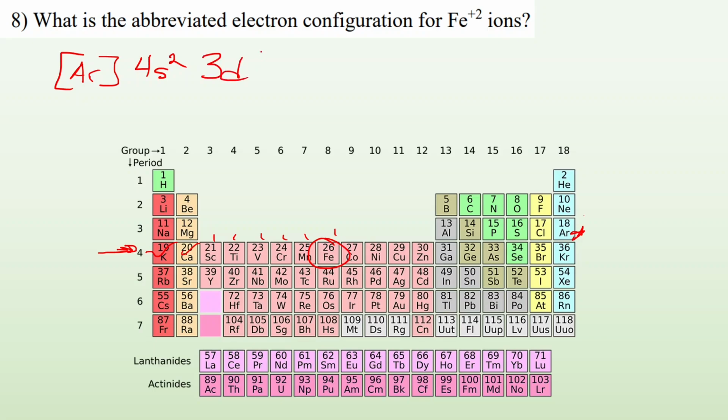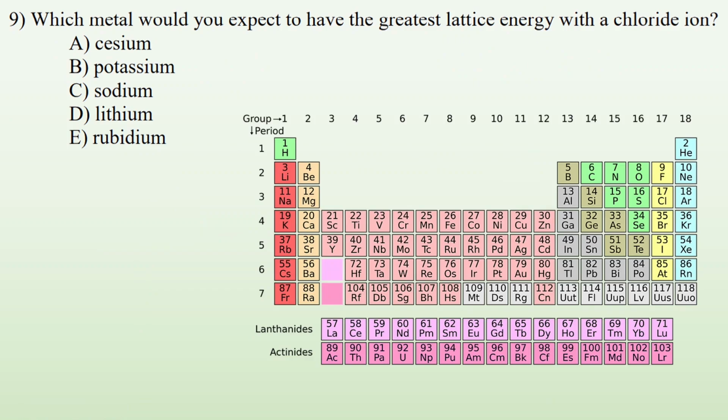Now for this plus 2, you always have to remember, you lose electrons first from the highest principal energy level. So even though I said 4s2, and then we start filling the 3d6, you're going to lose the 2 electrons from that 4s because it's at a higher principal energy level. So the abbreviated electron configuration for the Fe 2+ ion, you would expect to be Ar 3d6.